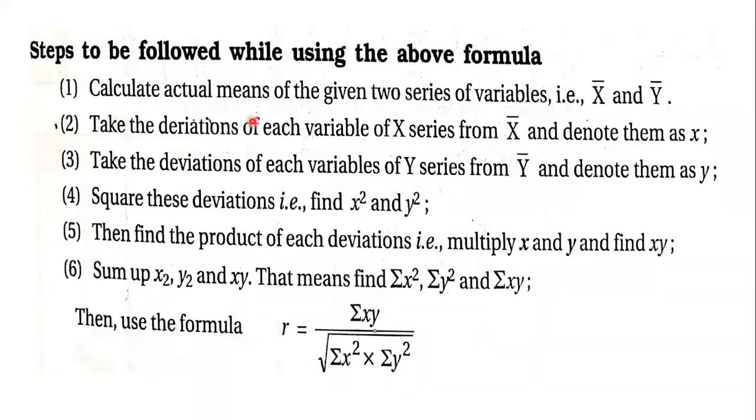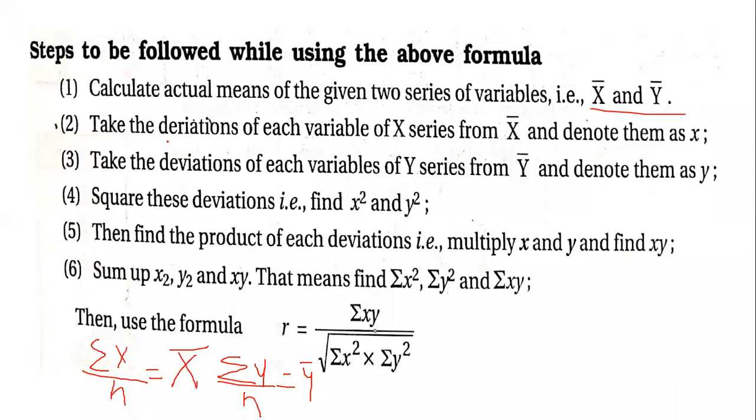You're supposed to calculate the actual means, that is X bar and Y bar. Now, what is this X bar and Y bar? I hope you all remember that we were finding out sigma X by N, that is your X bar. Similarly, when you find out sigma Y by N, that is going to become your Y bar. So we will calculate X bar and Y bar, that is the arithmetic actual means.